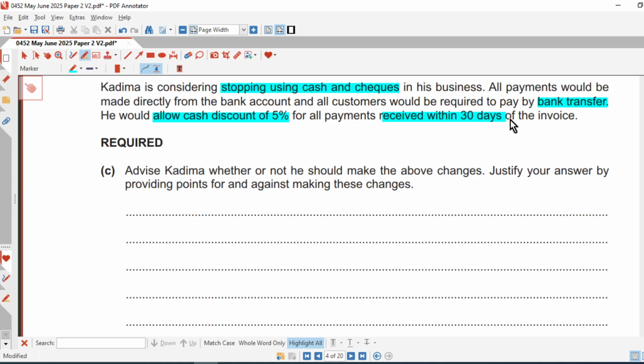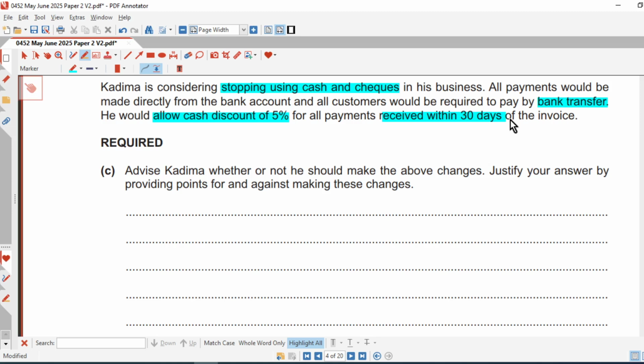And the requirements are simple. Advise Karima whether or not he should make the above changes. Right? So should you or should you not? Justify your answers by providing points for and against making these changes. Now, the answers should come to you automatically, right? Even if you're not a business owner, even if you're not an entrepreneur, you should be able to answer this question using a little bit of logic and a little bit of common sense.